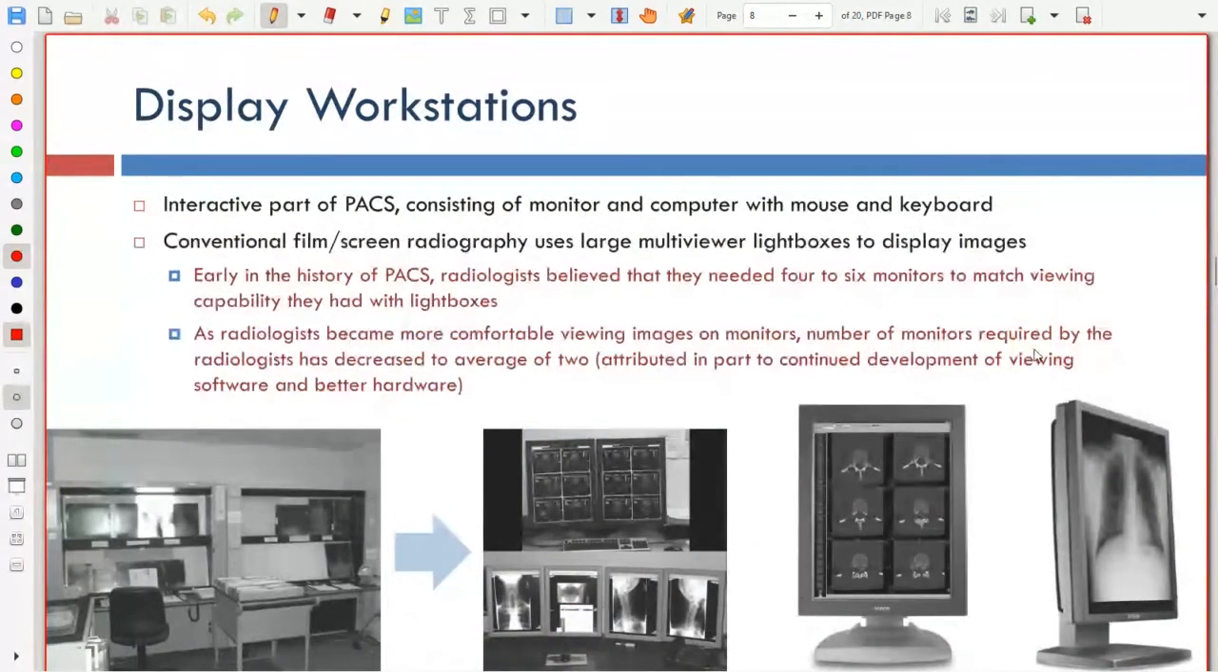Inshallah, next time we're going to talk about the display workstation. We're going to talk about the kind of monitors and kind of displays that are used for radiology. And we're going to talk about the other physical components, or the other components of a PACS system, inshallah.